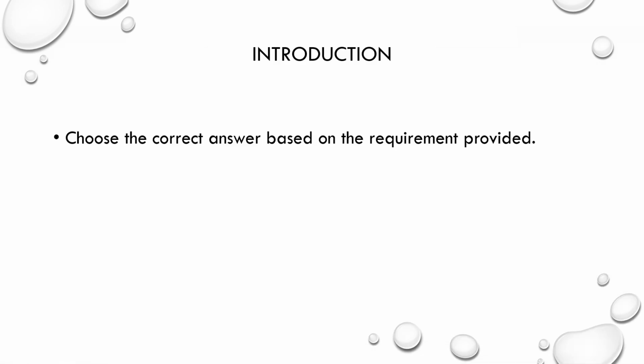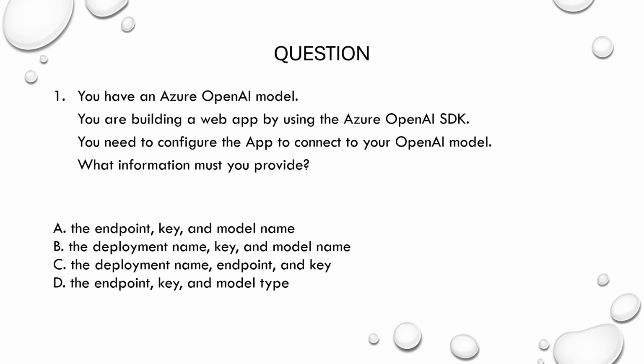The format of the question is you have to choose the correct answer based on the requirement stated in the question. Now to the question. You have an Azure OpenAI model. You are building a web app by using the Azure OpenAI SDK. You need to configure the app to connect to your OpenAI model. What information must you provide? Now there are 4 options given.